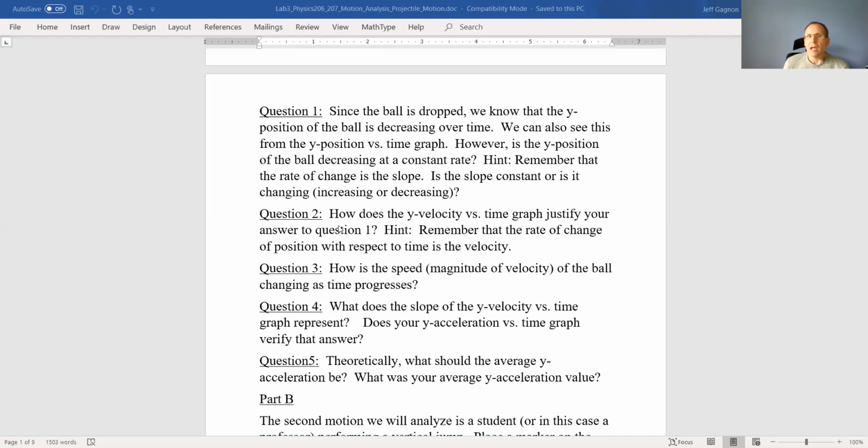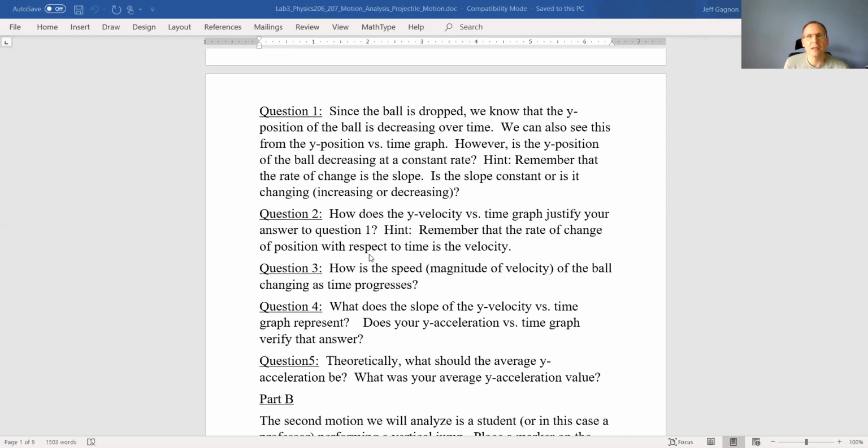Question 2, how does the y velocity versus time graph justify your answer to question 1? Well, again, remember the slope of the position versus time graph is the velocity, right? So do they match up? Does the velocity versus time graph reflect the slope of the position versus time graph when you look at your particular graphs?